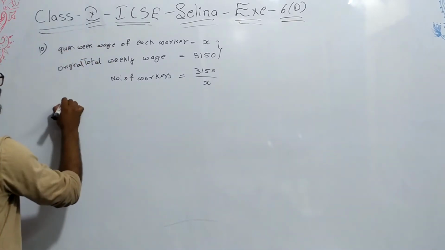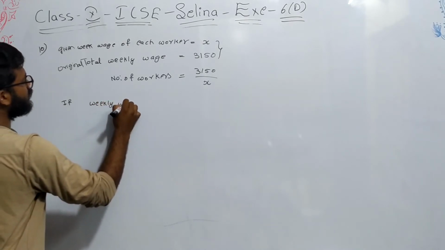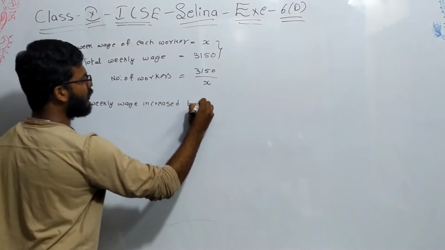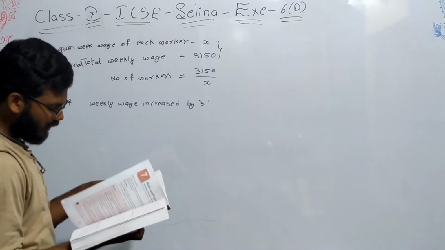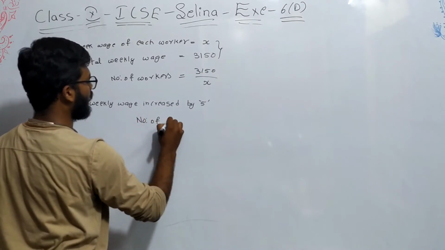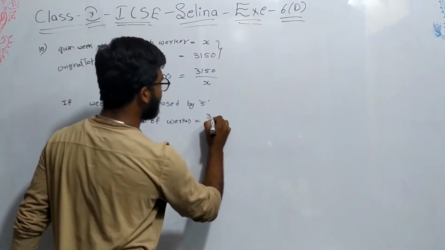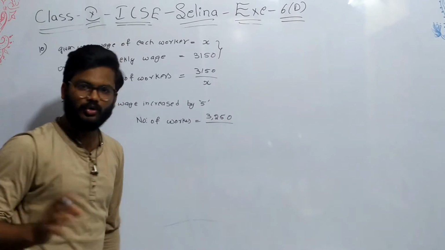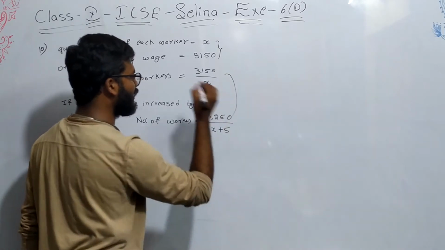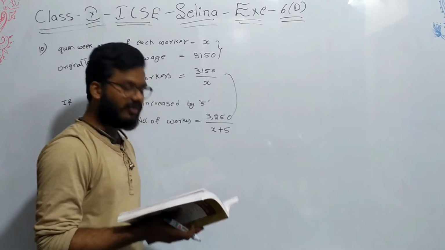In the same way, if the weekly wage is increased by 5, it is x plus 5. So the number of workers will be, at that time, the weekly wage will increase to 3,250, so 3,250 by x plus 5. And what is the relation they give between these two? He employs 5 workers less.